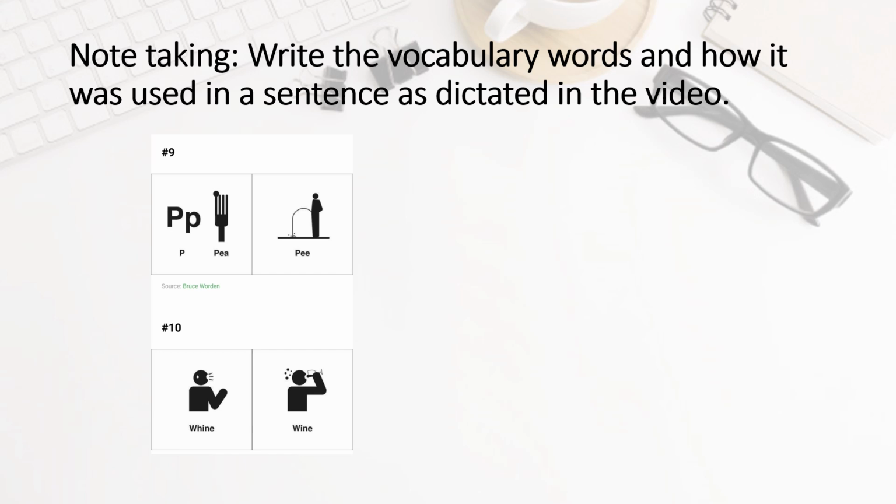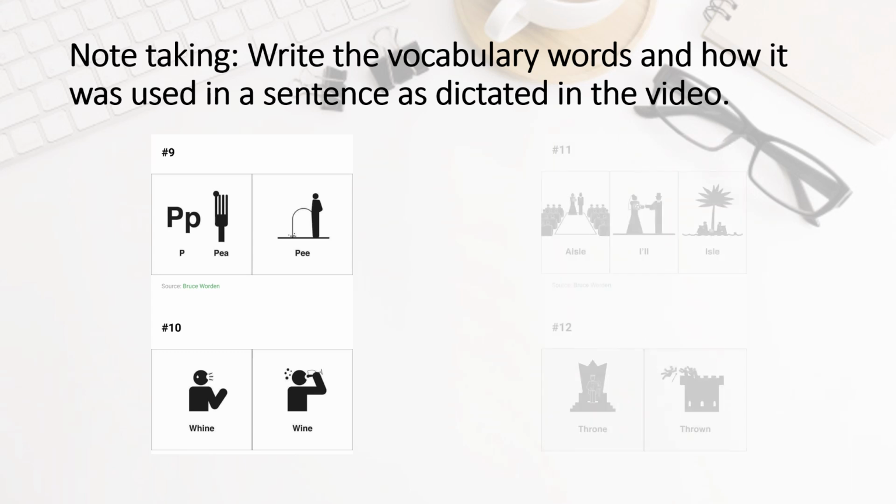Stop your whining. It will not help our situation. Number 2, wine. Drinking too much wine is bad for your health. Were you able to take down the following?